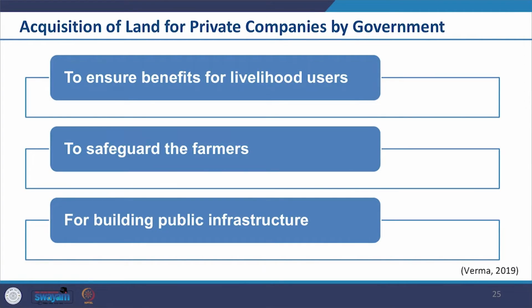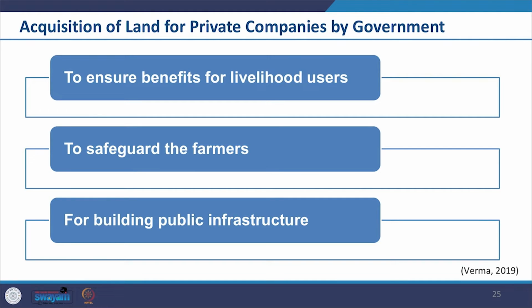Furthermore, we also see that the government acquires land for private parties. Trying to understand why does the government need to acquire land for private companies as well as public-private partnership projects? As per the writings of Verma, we see one reason given is to ensure benefits for livelihood losers. If land is purchased, then there are no benefits for livelihood losers, people who lose livelihood because of the transaction of the land, who are usually far greater in number than the actual landowners. This bill ensures that they are taken care of and not simply displaced.